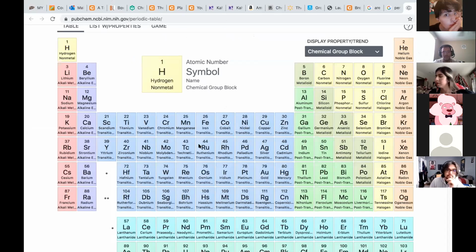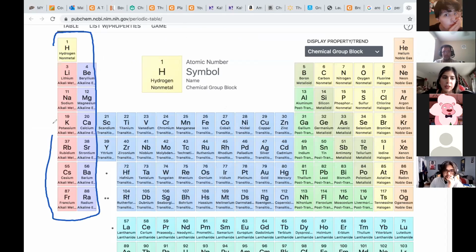So if you're looking at the periodic table, what he was saying was, okay, group 1 and group 2, we know this is the s orbital, right? So these are going to have an L value of 0.